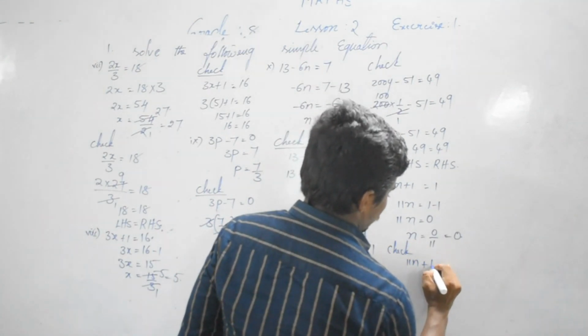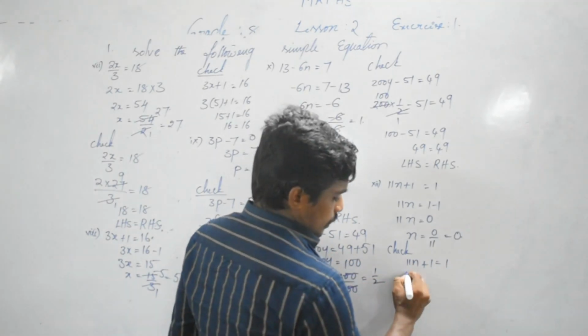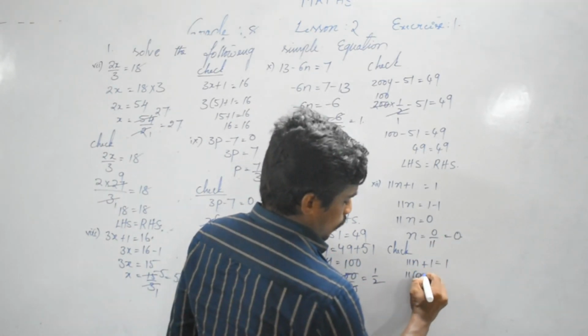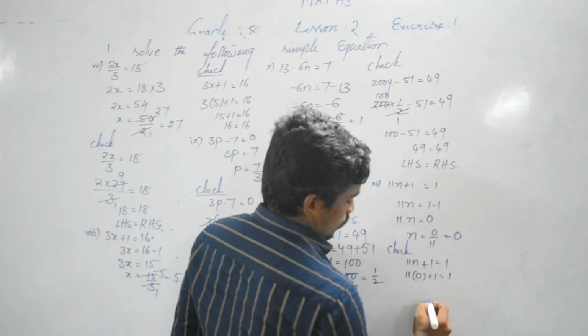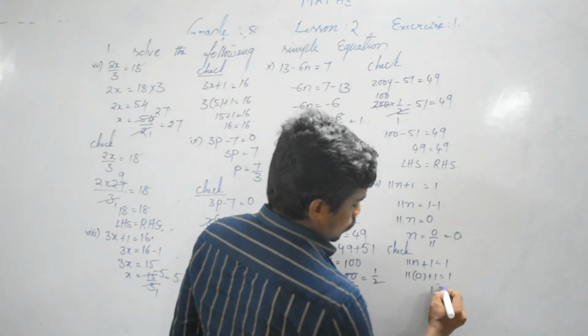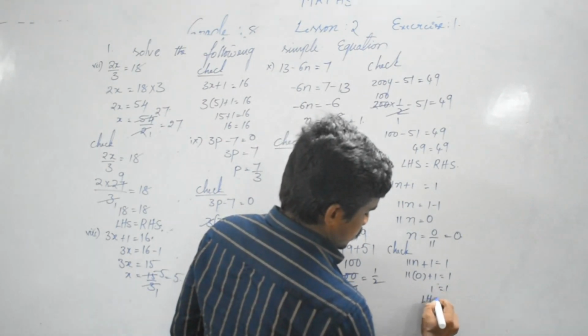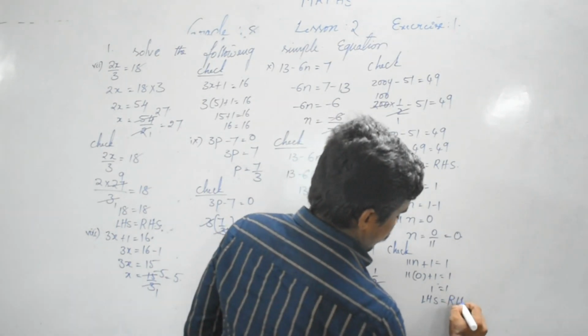Once check process. 11n plus 1 is equal to 1. 11 times n value 0 plus 1, 1. 1 is equal to 1. LHS and RHS are equal.